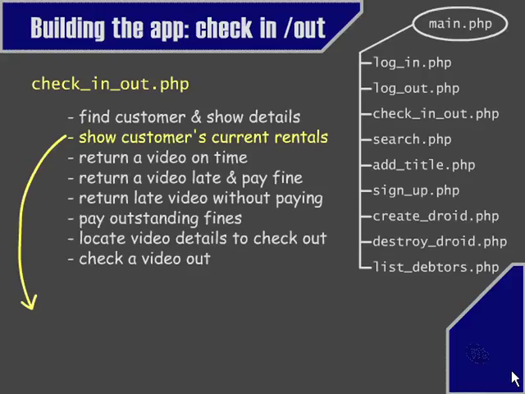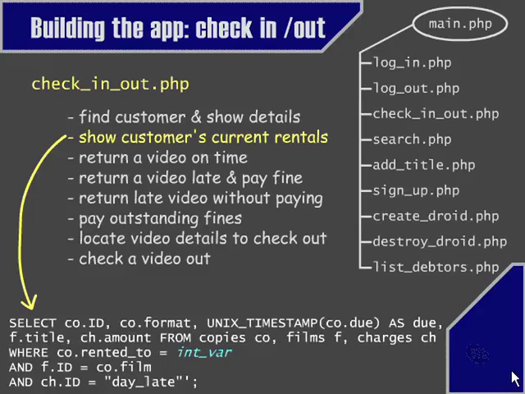If we wish to view the customer's current rentals, and this will, in terms of the application, be part of showing the details of the customer. However, in terms of the SQL that we need to access information, it'll have to be a separate query. Let's take a look. Here we already know the customer ID. We've found that in the first query, and what we're able to do is to pull in the information from the copies table, the films table, and the charges table.